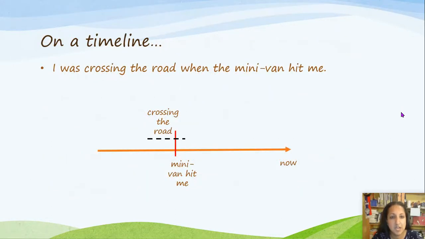If we look on a timeline at an example, I was crossing the road when the minivan hit me. So I was crossing the road, it's a long action, it was in progress, it was interrupted by the minivan that hit me. If the minivan didn't hit me, the action would have continued.